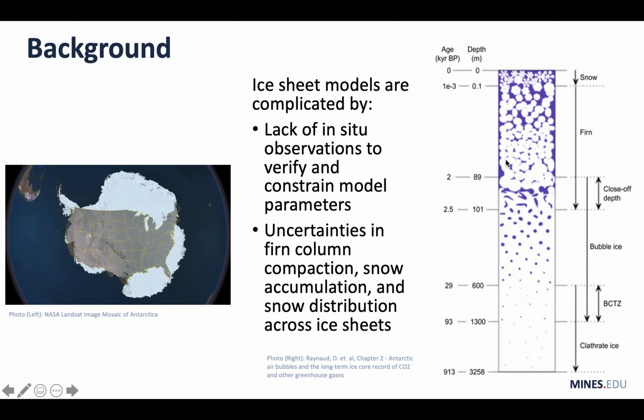So we know that surface mass balance is changing, but by how much? Unfortunately, that can be difficult to answer. Models that predict ice sheet behavior are being complicated by a few things. First, there are a lack of observations that would act to verify and constrain the parameters needed in physical and atmospheric models for ice sheets.